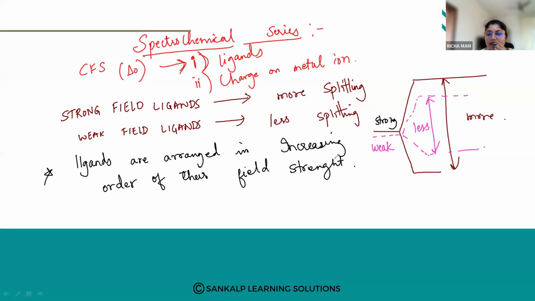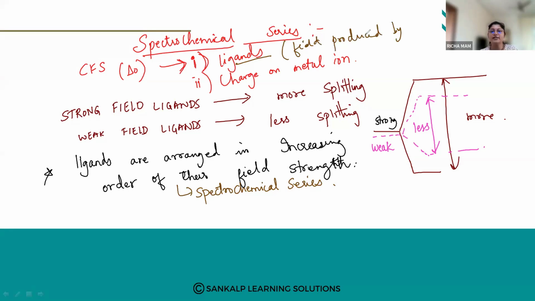So depending on what they have arranged the ligands in their field strength, this series is called the spectrochemical series. This is called as what? Spectrochemical series. Okay, remember this. So crystal field theory depends on two factors. The first is what? The field produced by the ligand. And the second factor is what? The charge on the central metal ion.